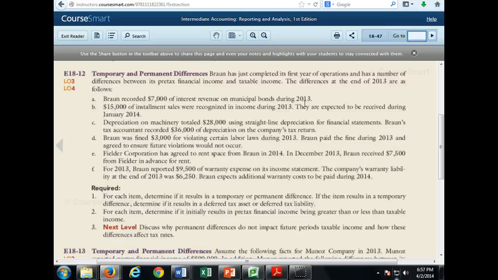For 2013, Braun reported $9,500 of warranty expense on its income statement. The company's warranty liability at the end of 2013 was $6,250. Braun expects additional warranty costs to be paid during 2014. So in this case, are we dealing with permanent differences or temporary differences? Temporary. And what is happening here, are we having a deferred tax asset or a deferred tax liability?